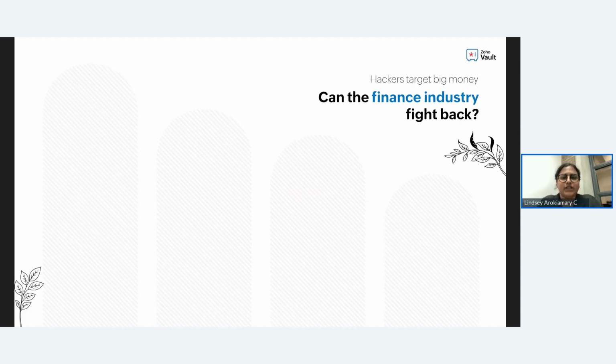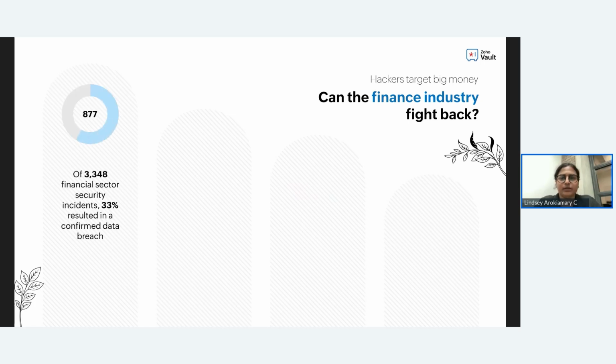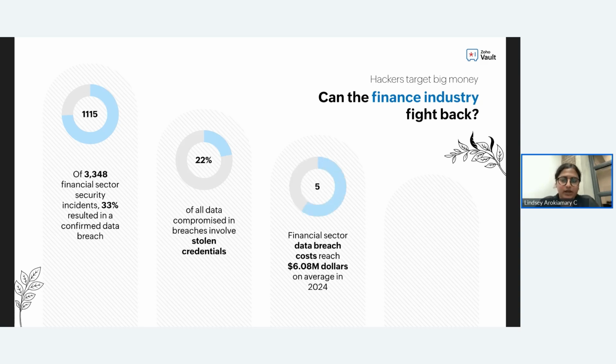Cybercriminals love targeting the finance sector, right? Because that's where the money is. So every year, thousands of data breaches happen in this sector, and stolen credentials are the major reason for that. And did you know that around 22% of compromised data comes from weak and reused passwords? So these breaches are very expensive, but it's not just about cyber attacks. Financial companies also have to follow strict regulations. Failing to do so can lead to higher security risks and heavy fines. So how do we fight back? And that's where Zoho Vault comes in.